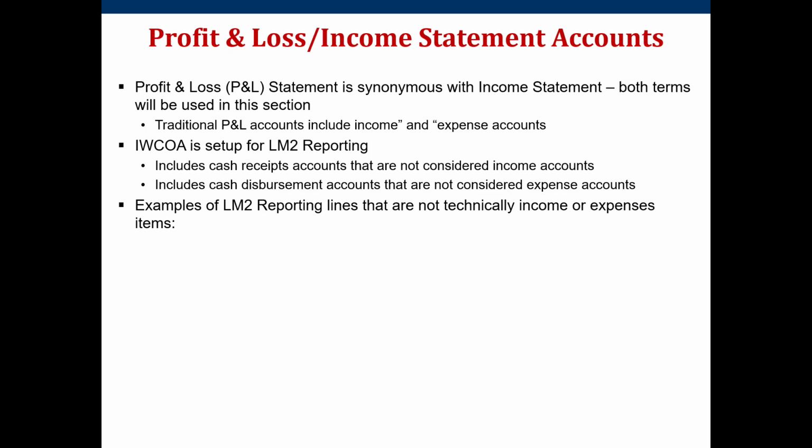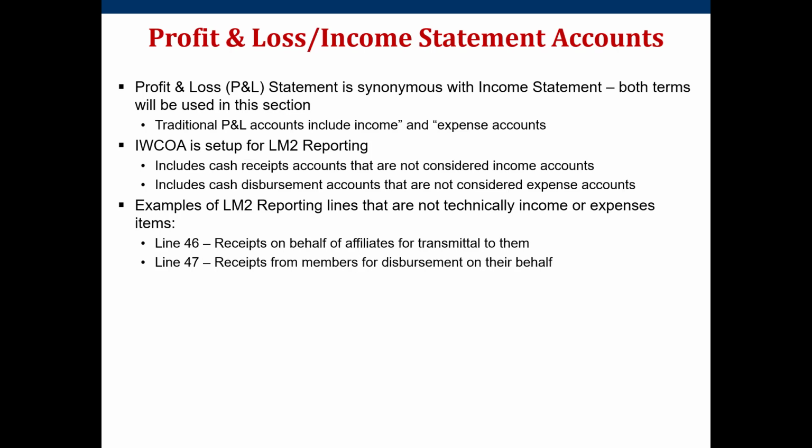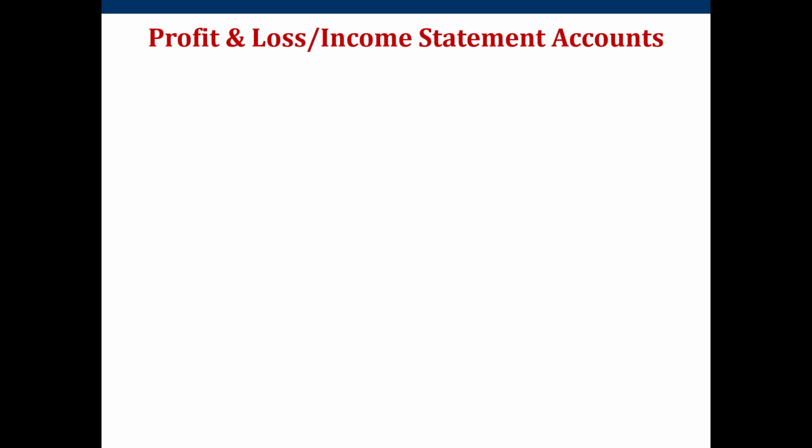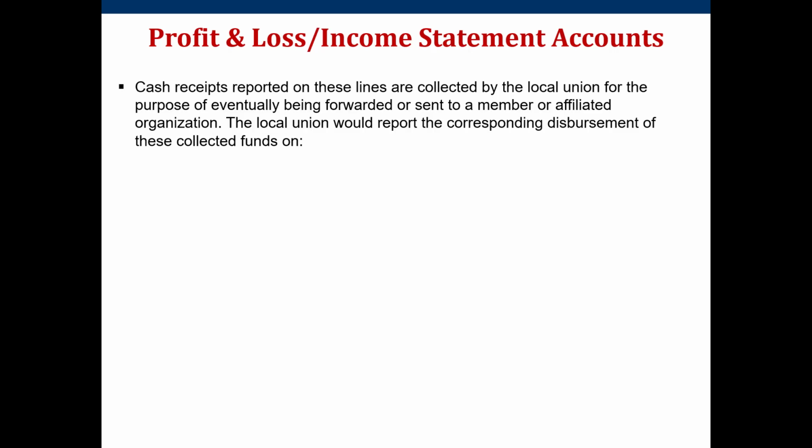On the cash receipt side, they are line 46, receipts on behalf of affiliates for transmittal to them, and line 47, receipts from members for disbursement on their behalf. Cash receipts reported on these lines are collected by the local union for the purpose of eventually being forwarded or sent to a member or affiliated organization.